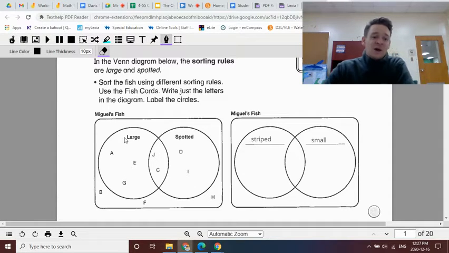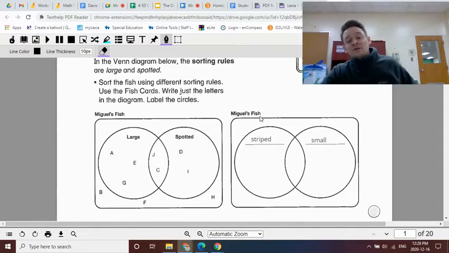And he sorted his fish by large fish and spotted fish. And so the large fish go here, the spotted fish go in this circle, but the fish that are both large and spotted, they go in that shared space in the middle. And then there's three fish that are neither large nor spotted, and they are just kind of plopped outside the circles. That's how we sorted his fish.